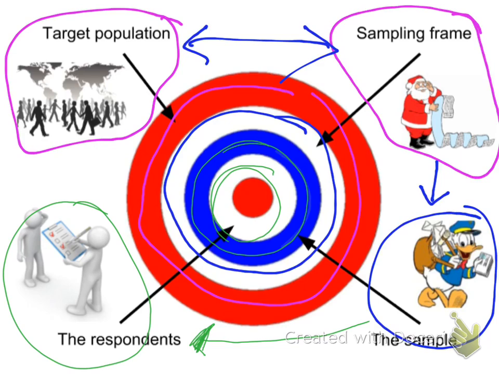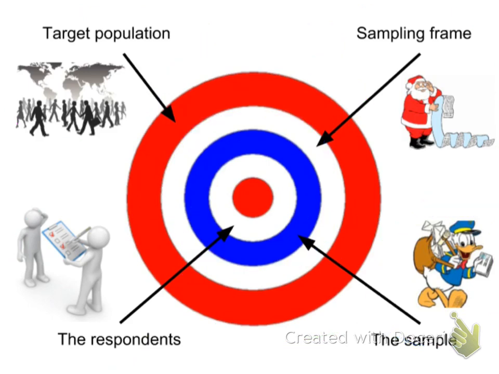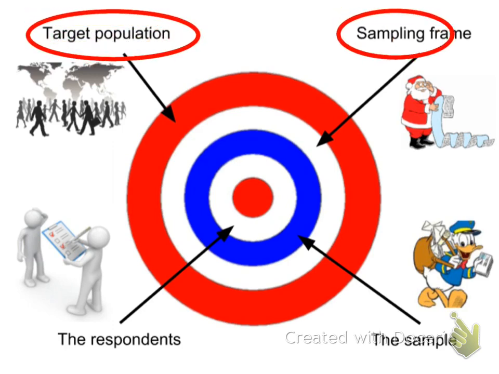So you can see how we start with this great big target population of who we would like to gather information from. So we want to know about our target population. That's who we're aiming for. But then I've got to look at my sampling frame. Who can I actually get a list of people?